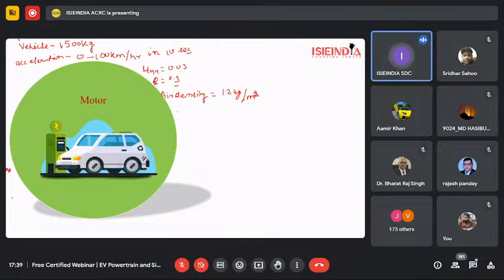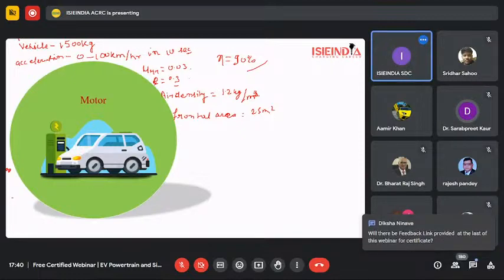And the frontal area. In the aerodynamic calculation, there is a requirement of frontal area. There are a few methods, either software simulations, graphical methods, or approximation methods. By approximation, let's suppose I have taken the frontal area as 2.5 meter square. And the efficiency of the motors: whichever motor I am using, it is not 100% efficient. Let's suppose the efficiency of that particular motor is 90%.